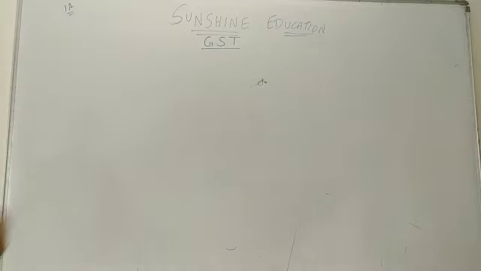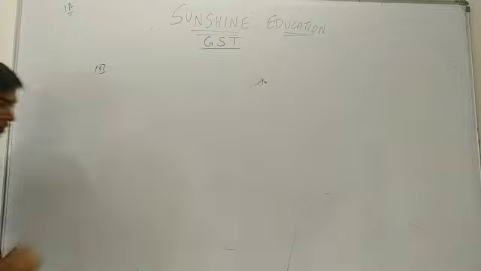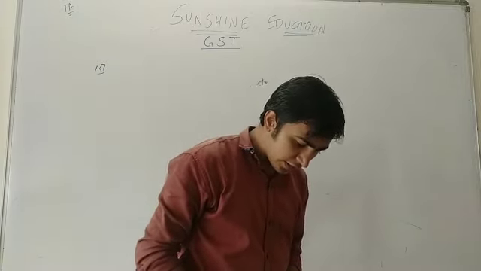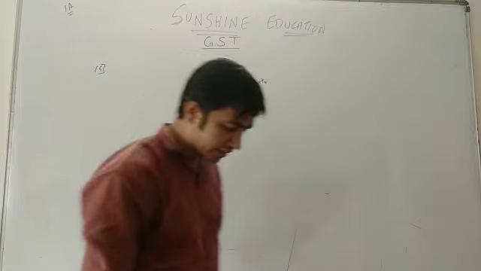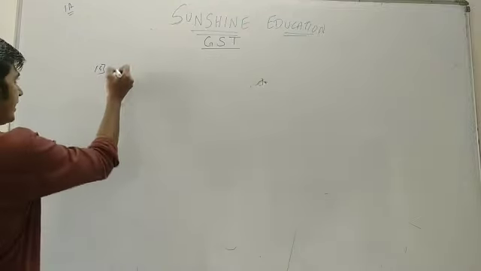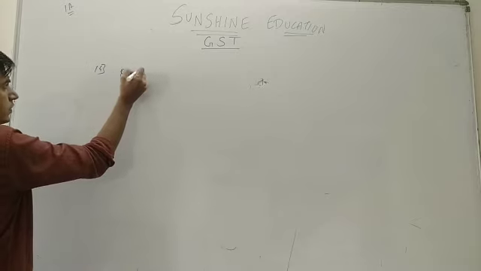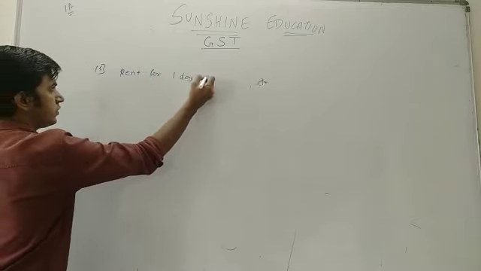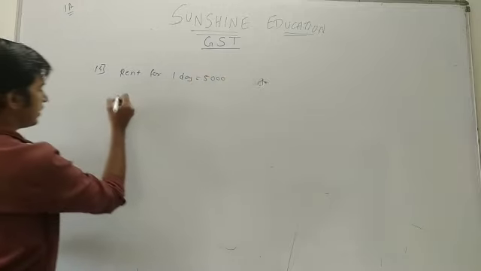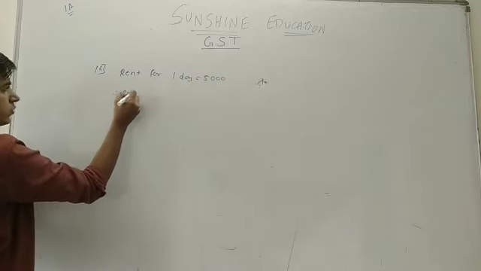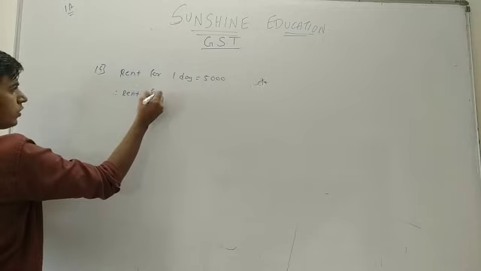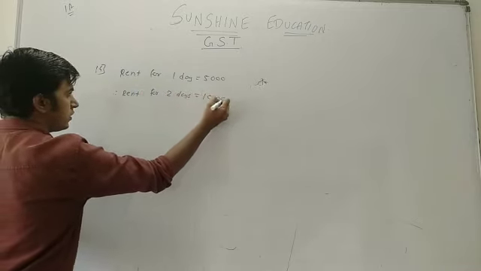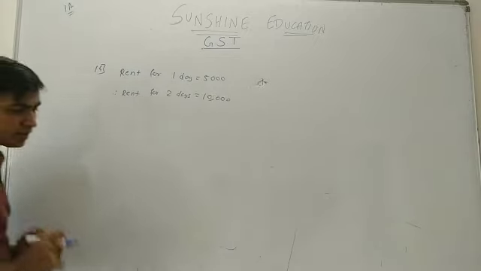Now we start with the 14th question. Let's read it. Mr. Malik went on a tour to Goa. He took a room in a hotel for 2 days at a rate of 5,000. So rent for 1 day is equal to 5,000. Therefore, rent for 2 days will be 10,000. This much is clear.